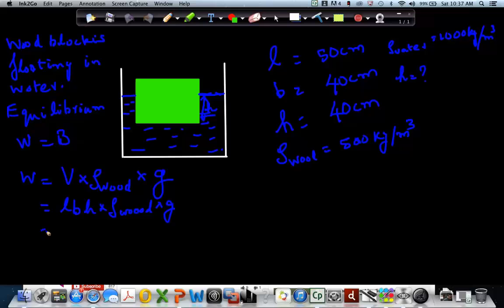What is LBH? We have to convert everything into meters, because you want to do everything in SI units. So what is 50 centimeters? How many meters? Student, 50 centimeters is how many meters?